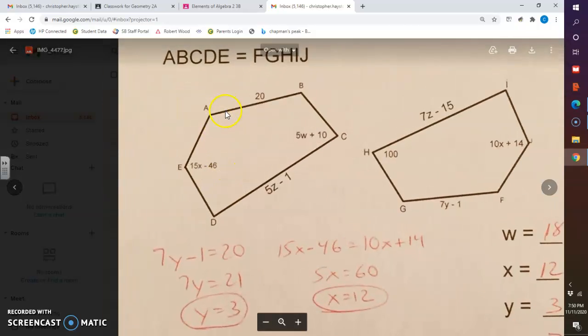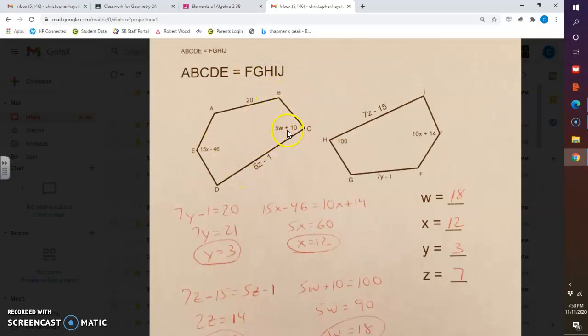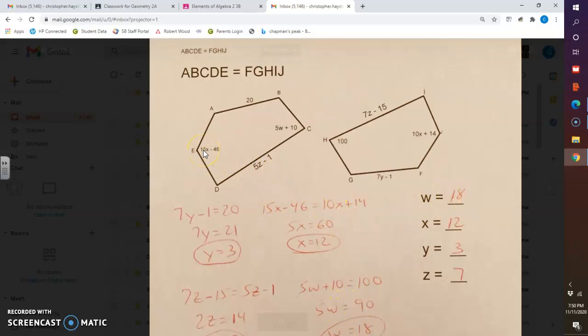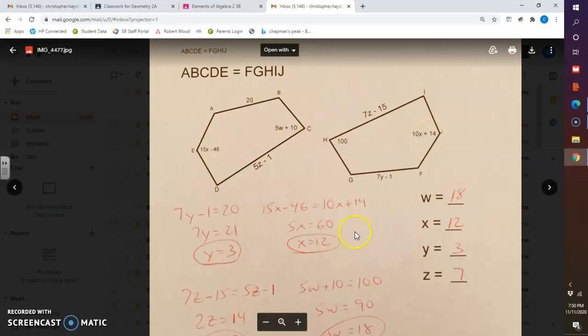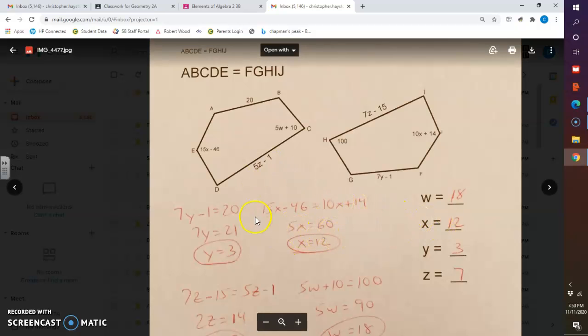When I'm given a congruent figure, I'm just using the congruent statement to match up the sides. So if I want to solve for w first, C goes with H. So 5w plus 10 equals 100. 5w equals 90. W equals 18. My angle E goes with my angle J. So 15x minus 46 equals 10x plus 14. We get 5x equals 60 and my x equals 12.